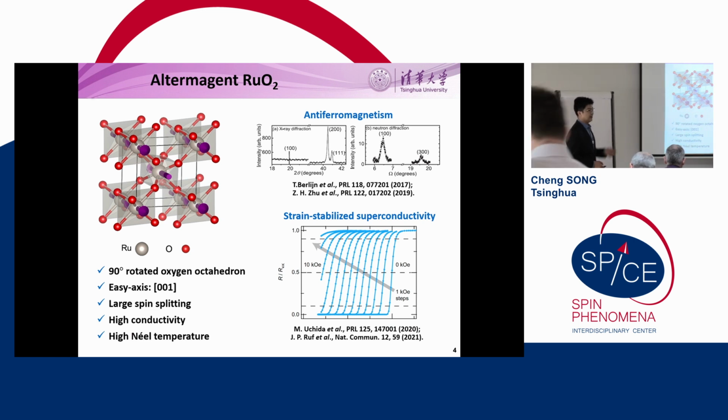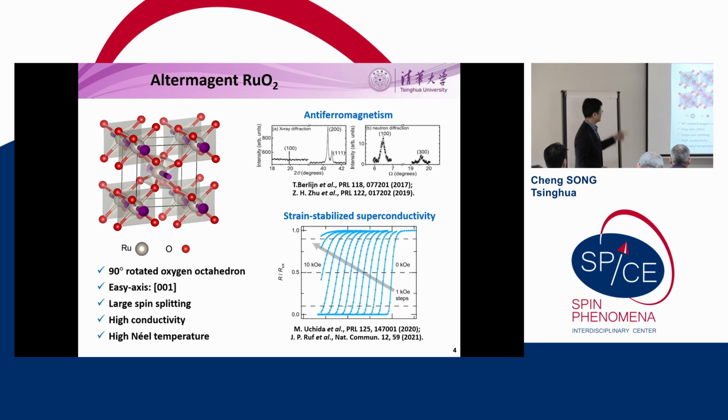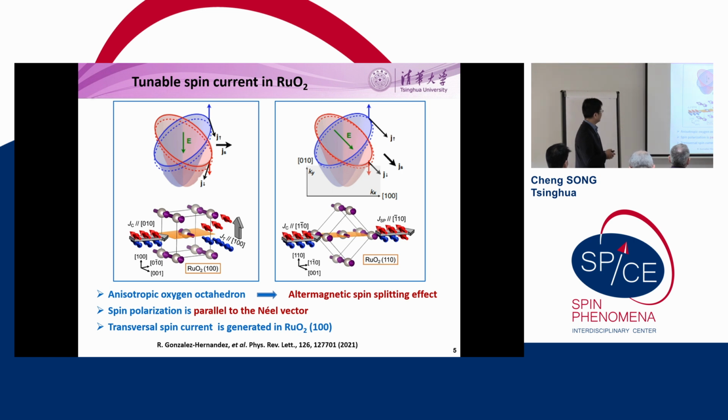This morning, Lieber and some other speakers introduced the famous altermagnet ruthenium oxide, so I will not repeat that. This material's spin current generation depends on the crystal axis direction. For example, for ruthenium oxide 100, when we drive the current in plane, we get a transversal spin current, and the spin polarization is parallel to the Néel vector.